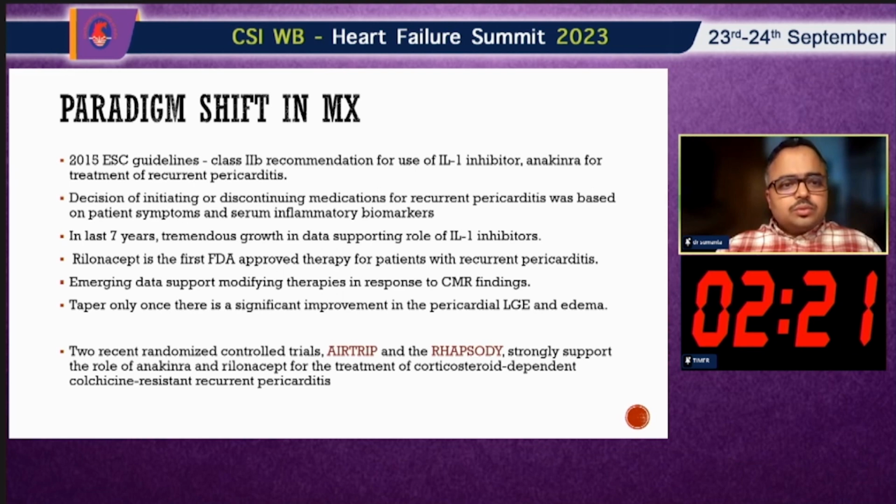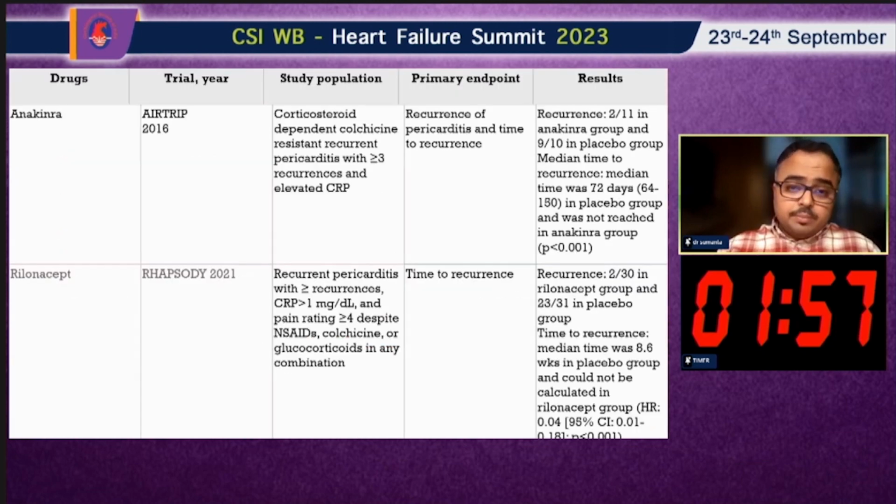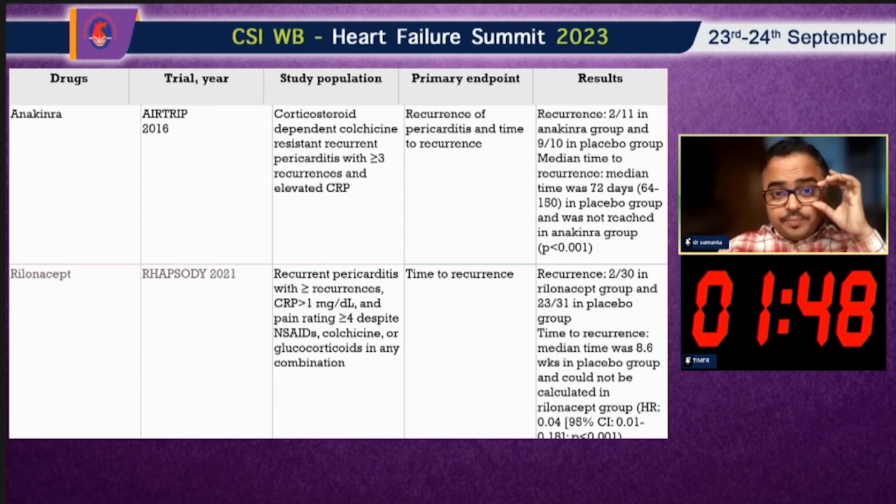Next, the 2015 ESC guidelines gave a class 2B recommendation for the use of interleukin-1 inhibitors in recurrent or indolent pericarditis. In the last 7 years, there has been tremendous growth in data supporting interleukin-1 inhibitors. Rilonacept is the first FDA-approved therapy for patients with recurrent pericarditis and constrictive pericarditis with ongoing inflammation. Emerging data support modifying therapies in response to CMR findings, which is an important one. The AIRTRIP study was in 2016 with anakinra, and RHAPSODY with rilonacept was published in 2021.